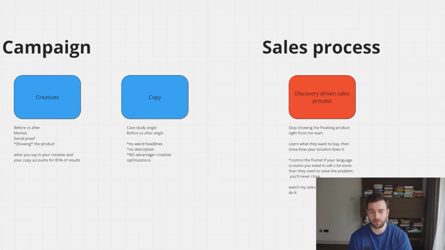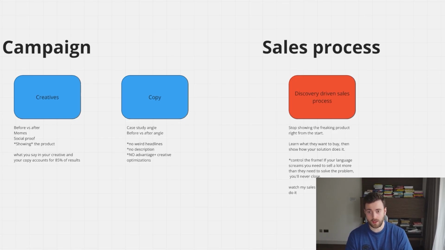Again, control the frame. If your language screams you need to sell a lot more than they need to solve a problem, you'll never close. And then all of a sudden, when they were so close to buy, they'll just say, no, give us some time. And then you just have no authority or influence to impact it in any way. This does not occur if you build up all the leverage from the start and they actually need to solve the problem a lot more than you need to sell them.